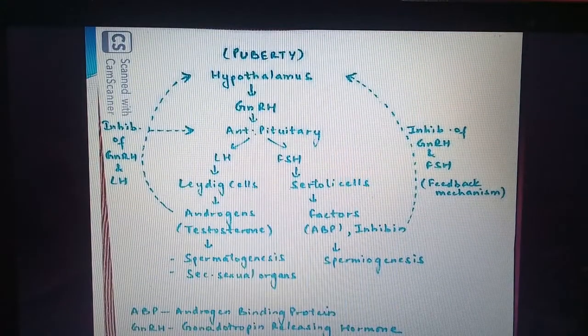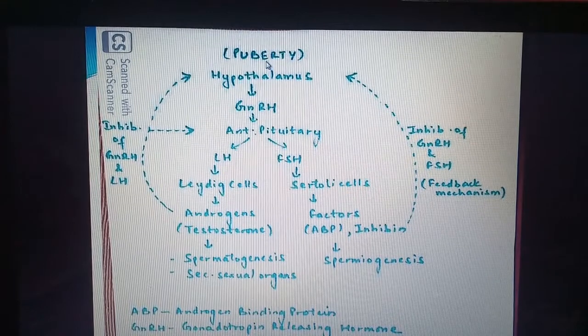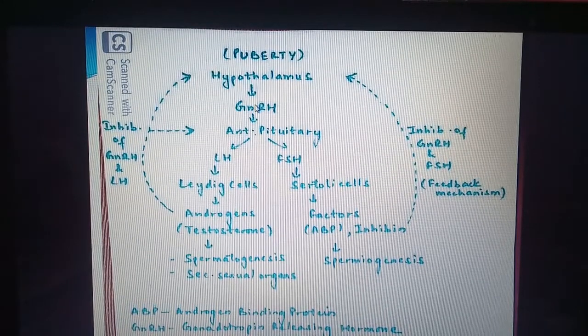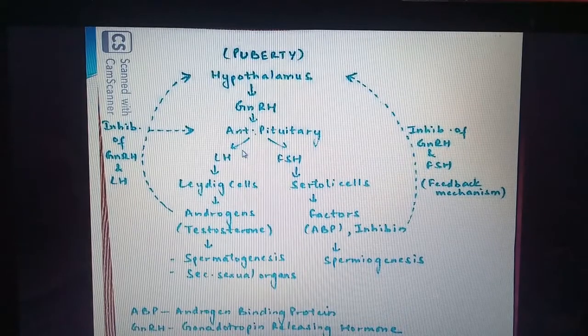In this figure we can see the hormonal control of the reproductive system, how the gametes are produced. In male, first at puberty, the hypothalamus starts producing gonadotropin releasing hormone. Now this hormone sends a message to the anterior pituitary, the frontal part of the pituitary gland. The pituitary responds and releases luteinizing hormone and follicle stimulating hormone.